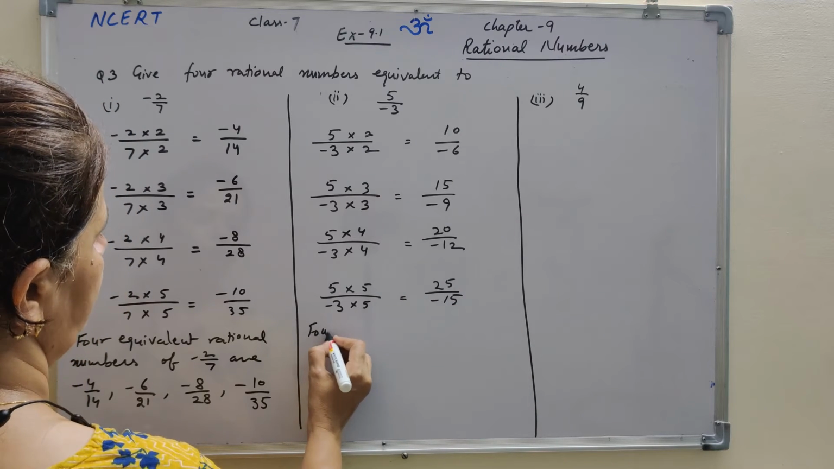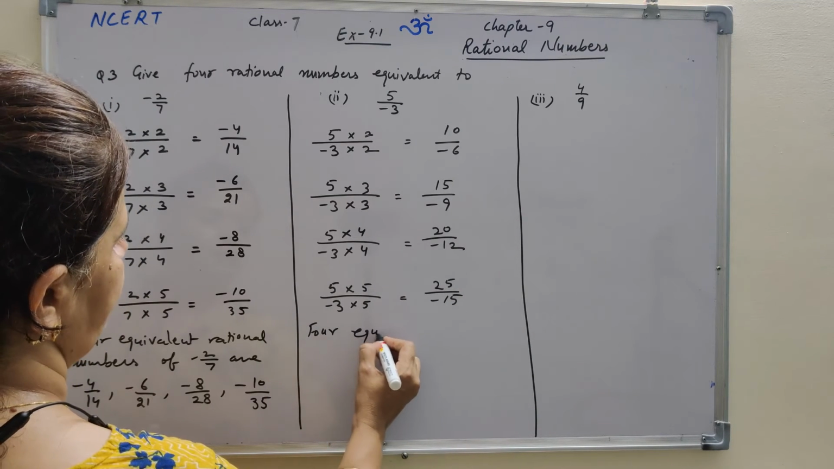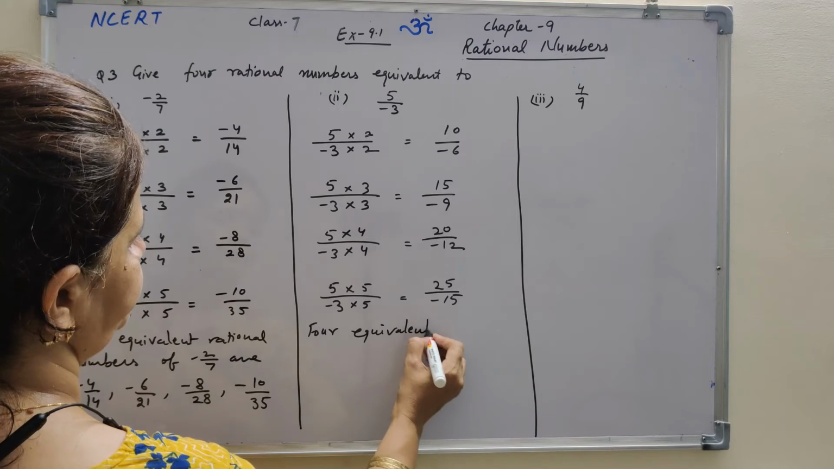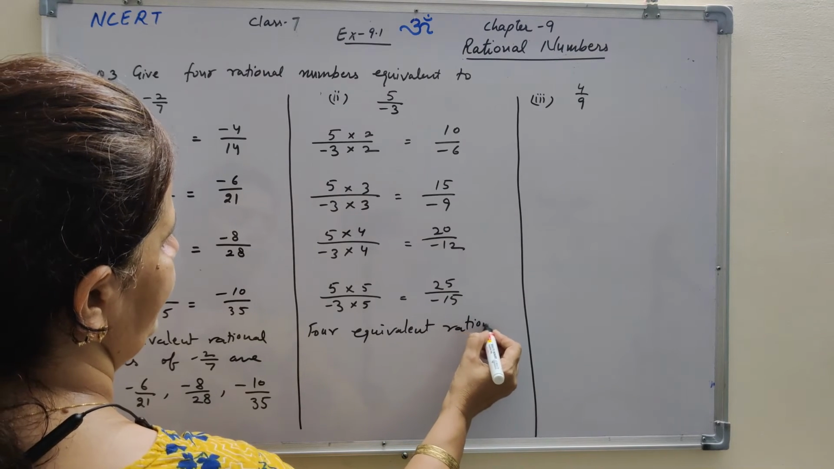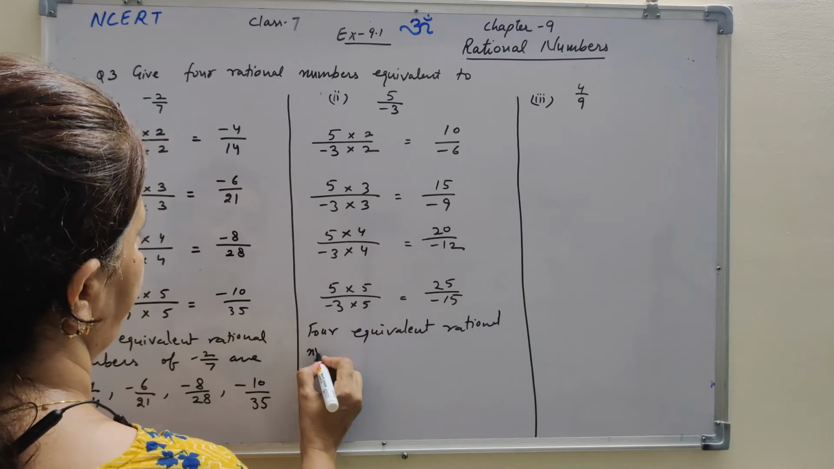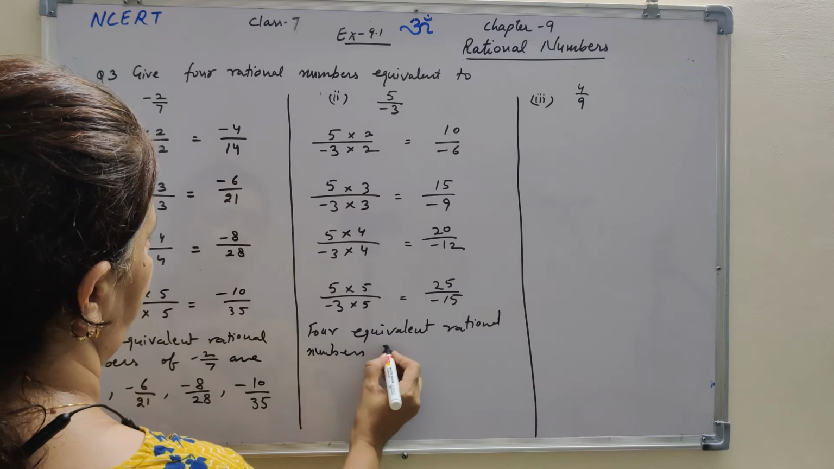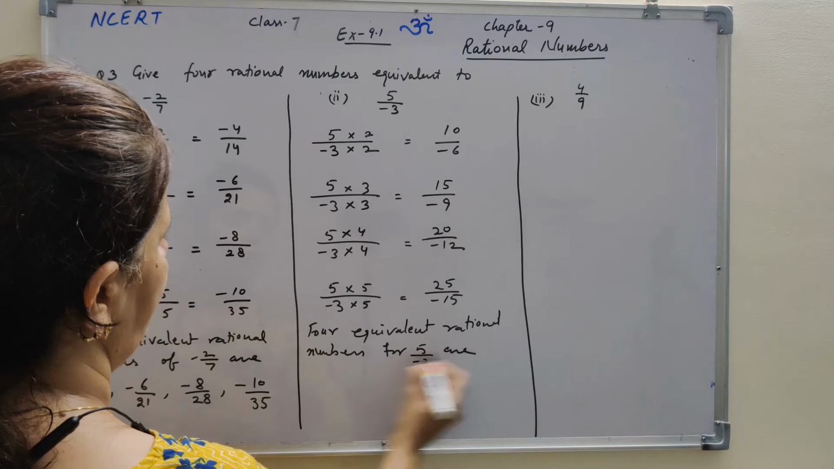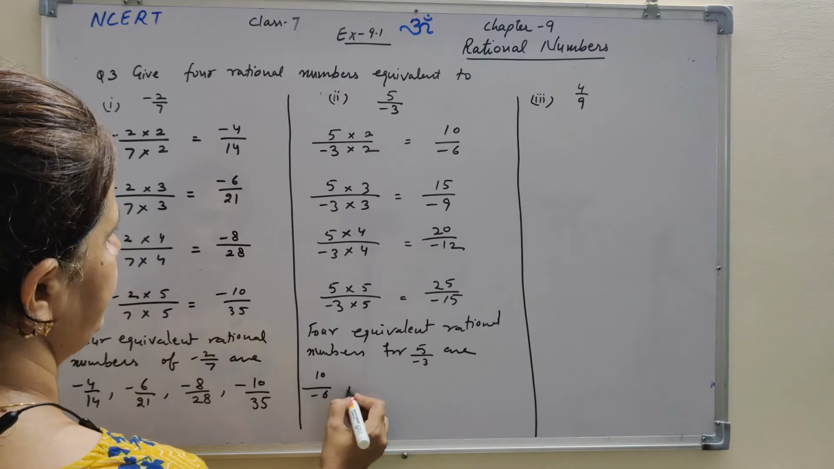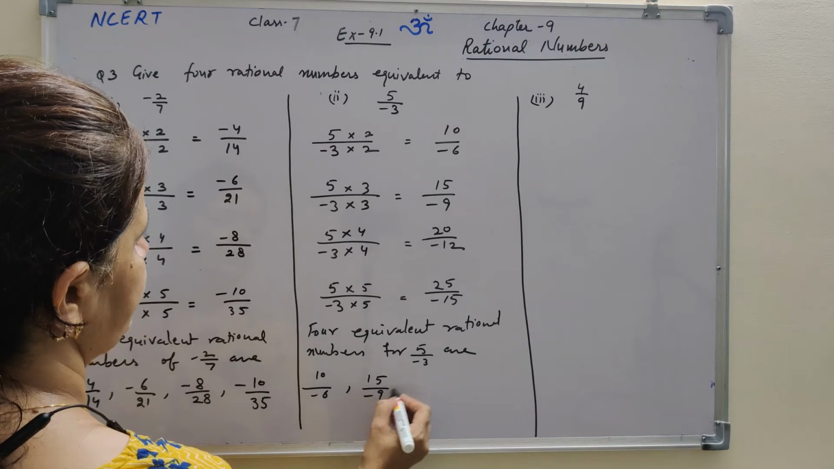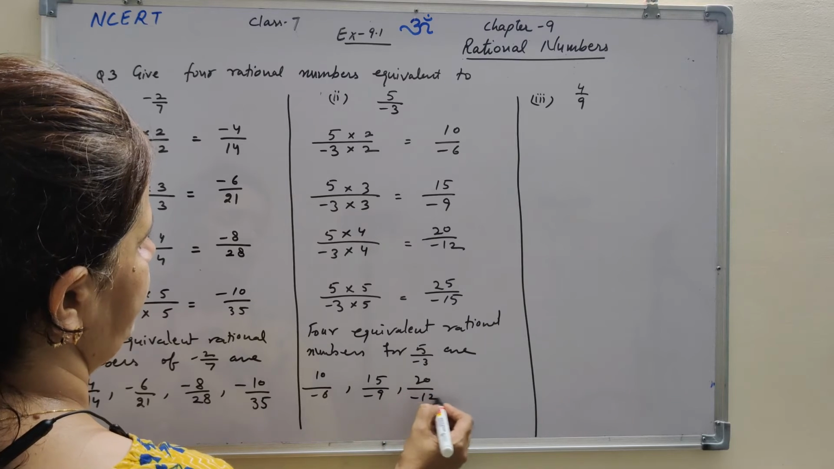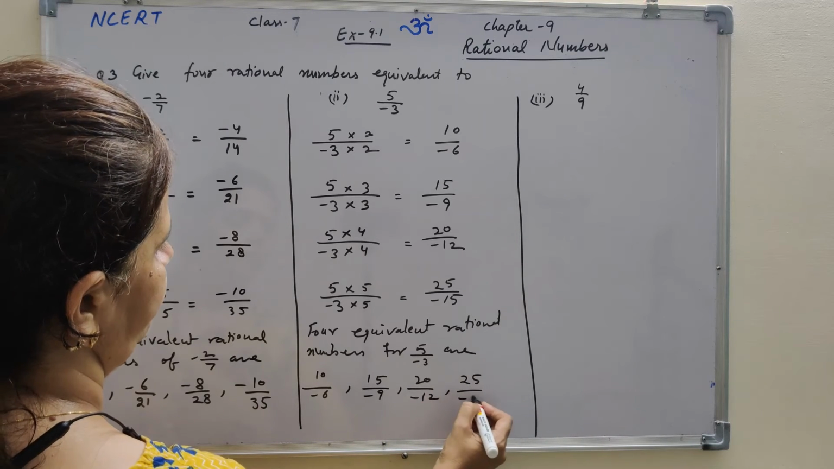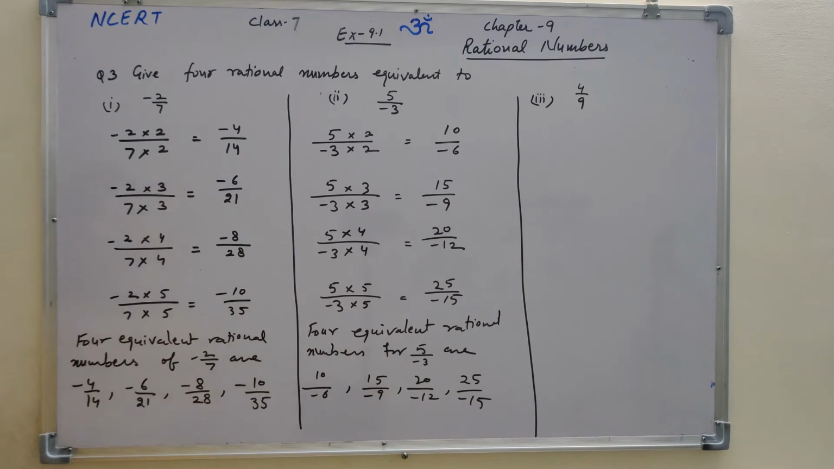So the four equivalent rational numbers for 5 by minus 3 are 10 by minus 6, 15 by minus 9, 20 by minus 12, and 25 by minus 15. Third part is, it is a positive rational number 4 by 9.